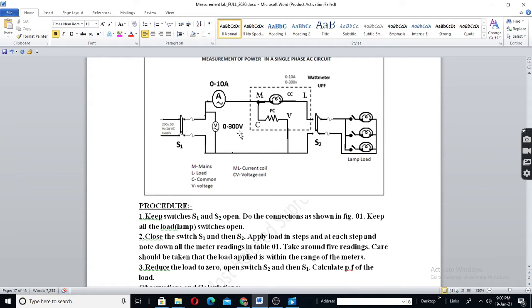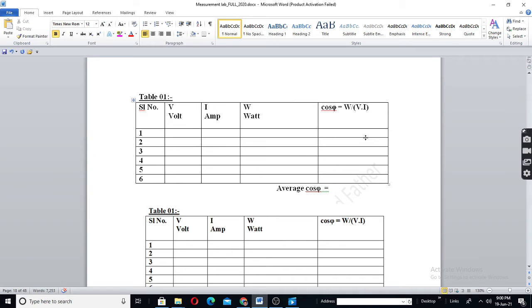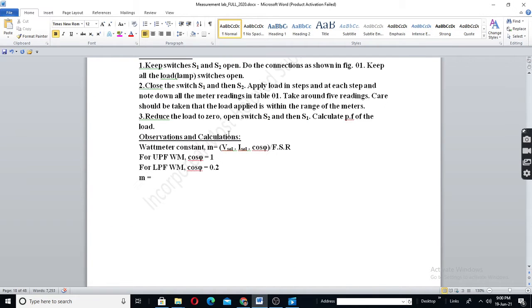Right. So initially S1 and S2 will be off. All the lamps will be off. Then close S1 and S2. Load the circuit by switching on lamps in steps, and at each step note down all the meter readings in the table. Calculate W by knowing the wattmeter constant.